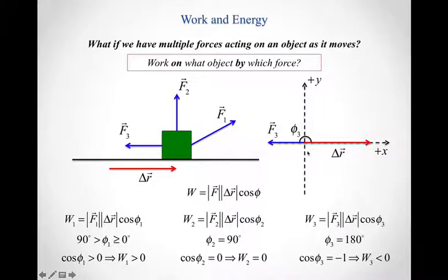And then force 3 points back in the opposite direction. So here, what we've labeled phi 3 is 180 degrees, which means that force 3 is doing as much negative work as it can, right? So it's clearly going to be negative. And again, because you've turned that cosine into a -1, that means the work done by force 3 is as large a negative value as you can get.